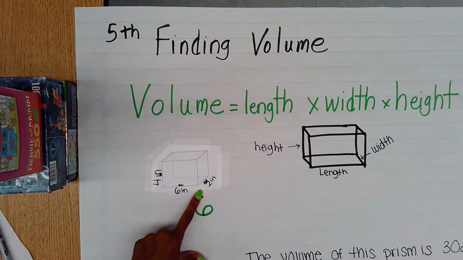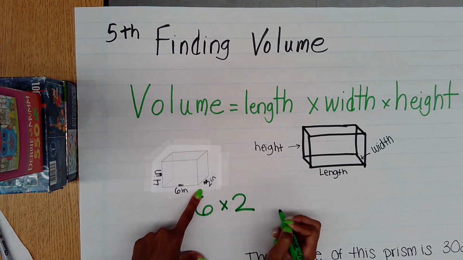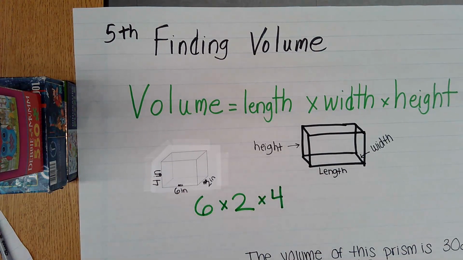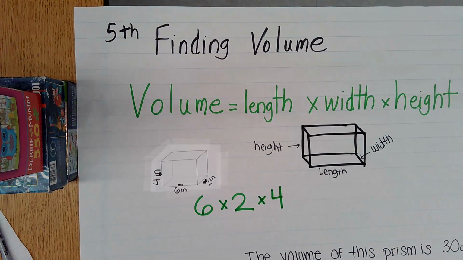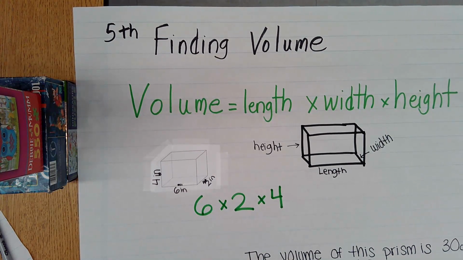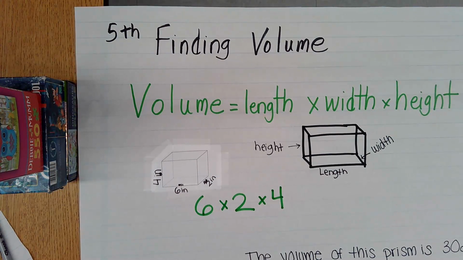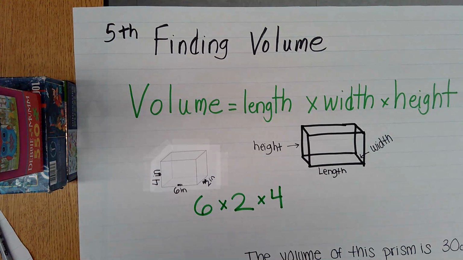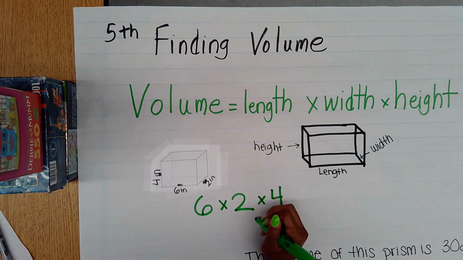My width of this prism is 2 inches, and my height of this prism is 4 inches. Now because we're only using multiplication, I can start with 6 times 2, or I can start with 2 times 4. Some students will start with the two numbers in the front. Other students might think it's easier for them to do 2 times 4 first. So I'm going to start with 2 times 4.